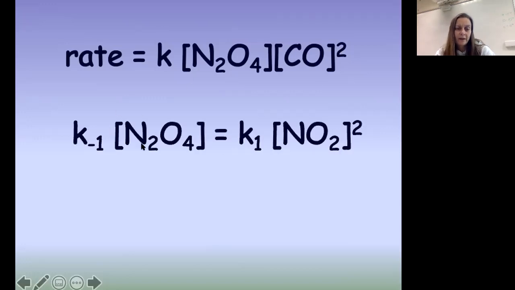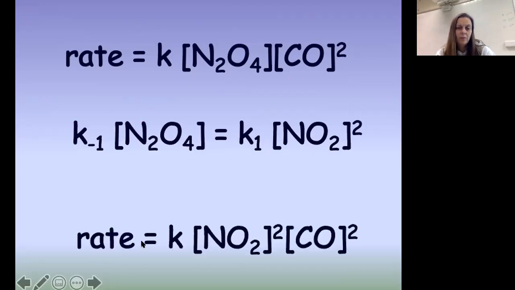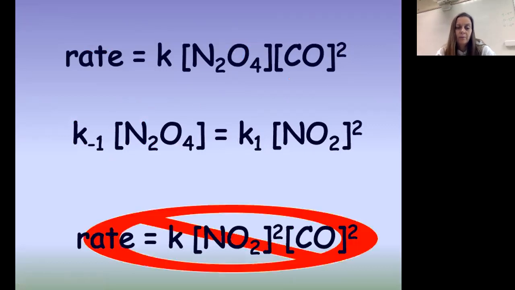And we then use our steady state assumption to find that the rate here would be the rate of nitrogen dioxide squared times carbon monoxide squared. And that doesn't work because that doesn't match up with our rate equals K NO2 squared. So that mechanism is out. Let's try one more mechanism.